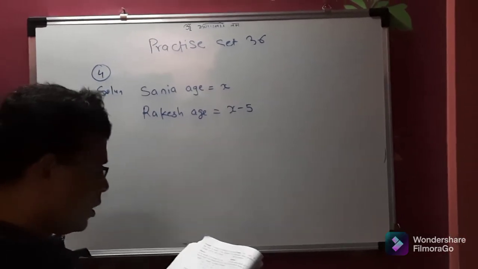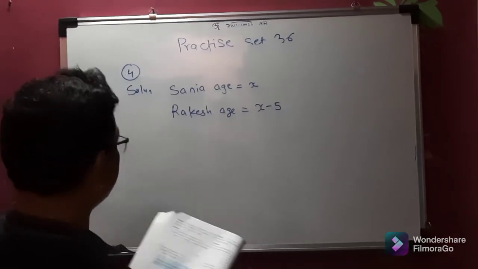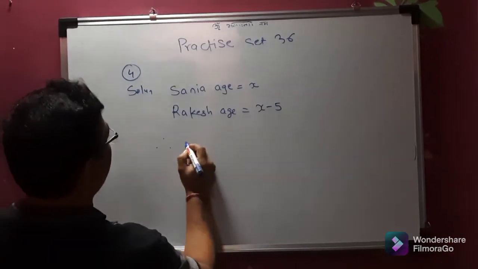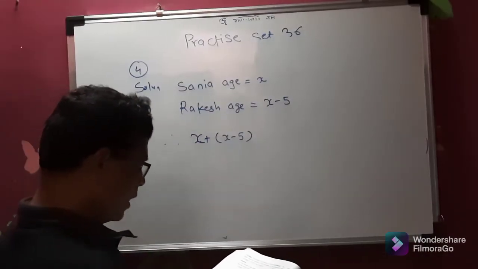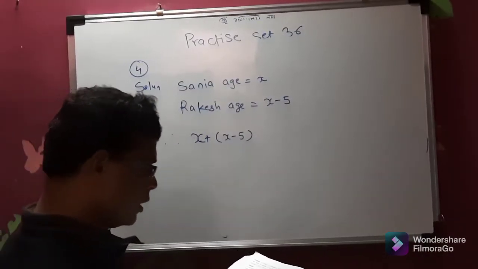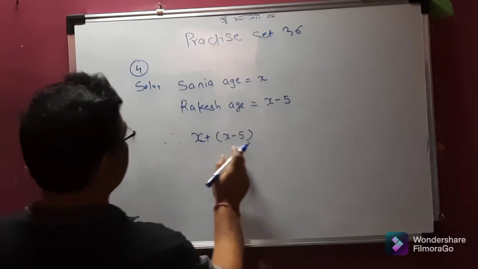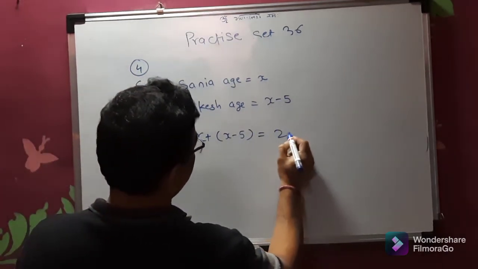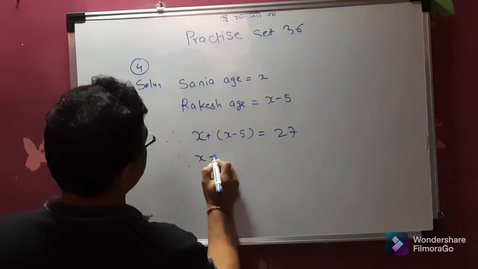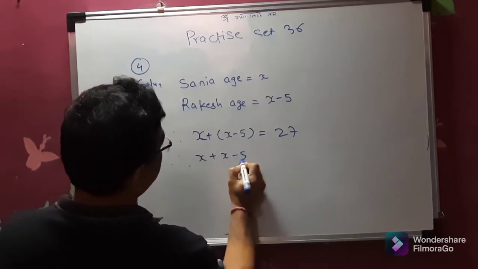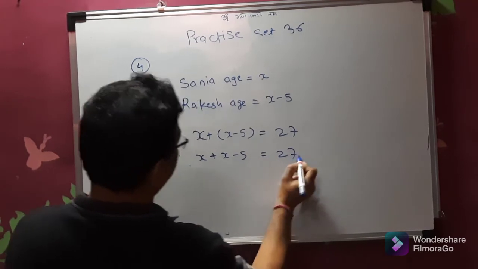Now, the sum of their ages is 27 years. So x plus x minus 5 is equal to 27.